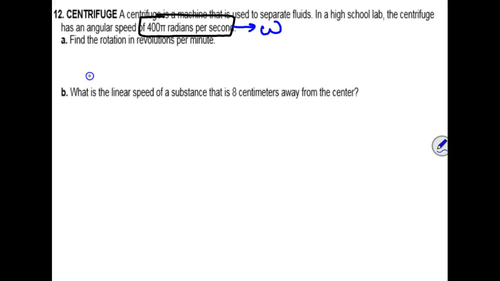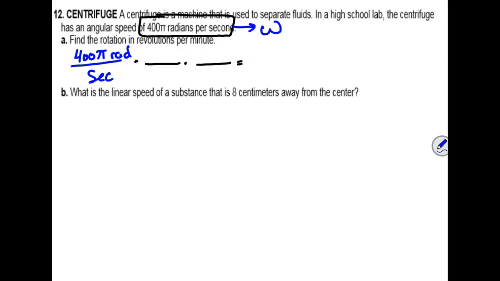So you're going to take your given, which is 400 pi radians per second. And they want revolutions per minute. So you're going to have to convert the radians to revolutions, which is weird. But in real life, that makes more sense, right? You would rather know how many revolutions something's doing than how many radians it's doing. So revolutions, and then you got to convert seconds to minutes. So we got two things to analyze.